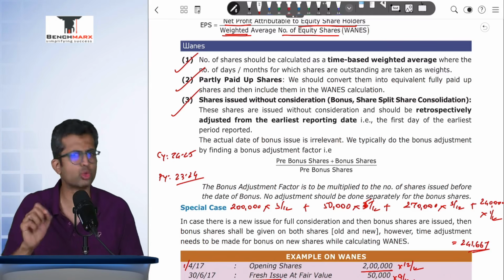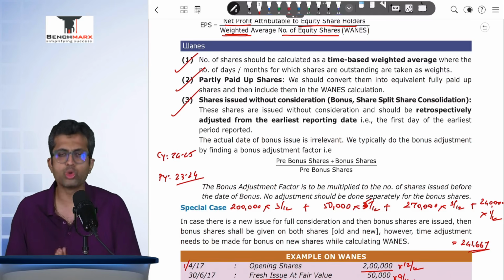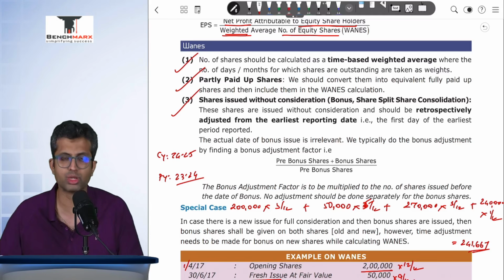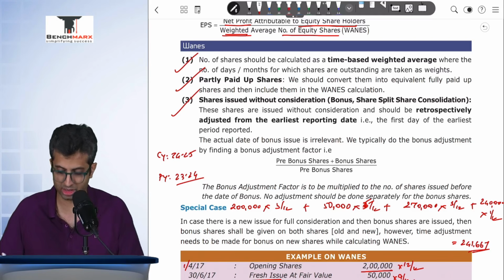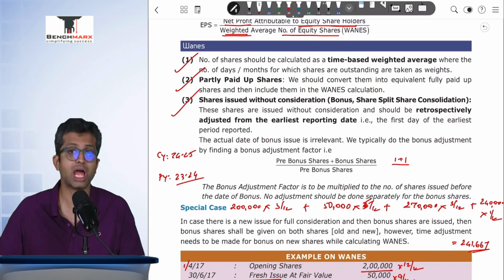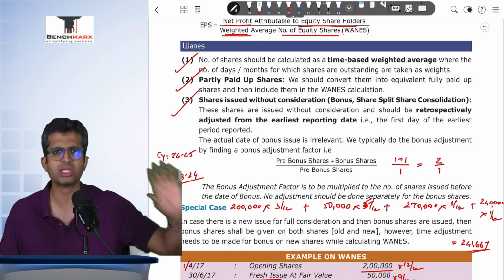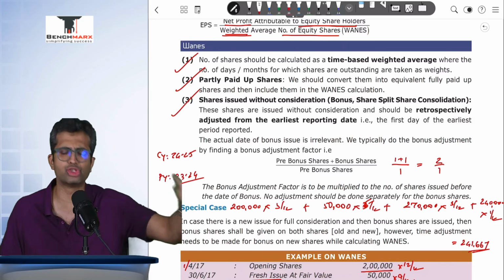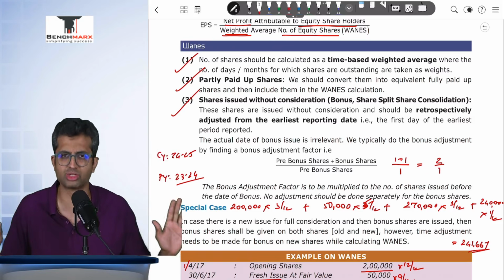Again, the way the Institute adjusts bonus shares is by calculating what is called a bonus adjustment factor. How do you calculate a bonus adjustment factor? Well, in the numerator, you will take the post-bonus number of shares, divided by, in the denominator, the pre-bonus number of shares. So if your bonus ratio was 1:1, that means post-bonus, I'll have 1 + 1, 2 shares. Pre-bonus, there was 1 share, and as a result, your bonus adjustment factor was 2:1, which means for every share which was issued and in existence prior to the date of bonus, I will multiply directly by the bonus adjustment factor.